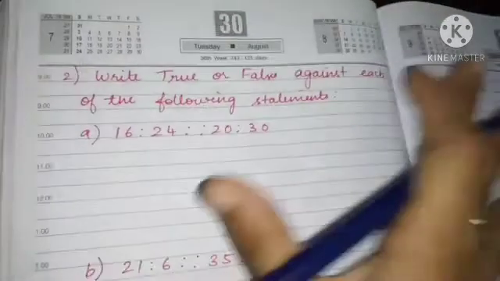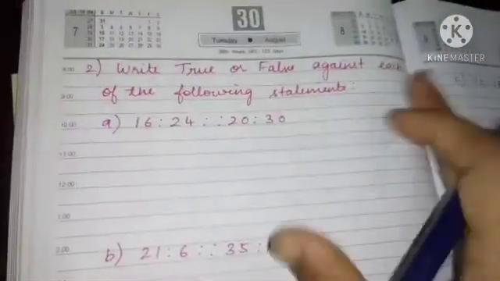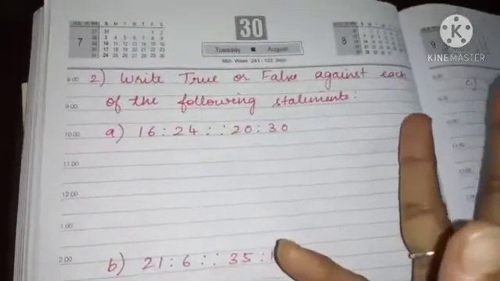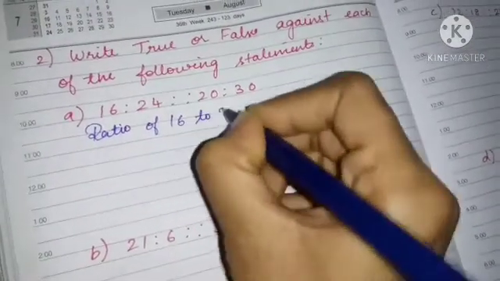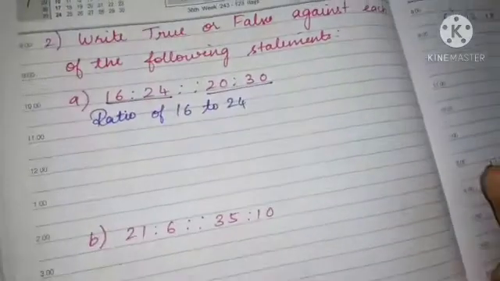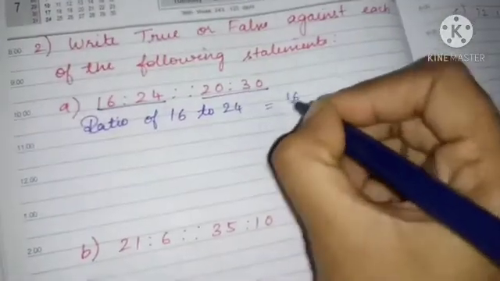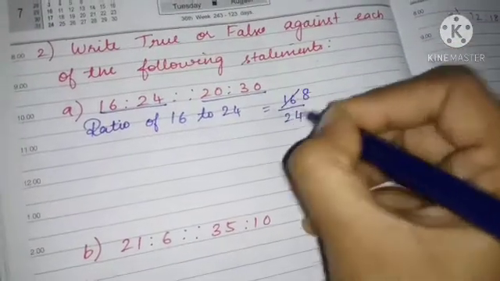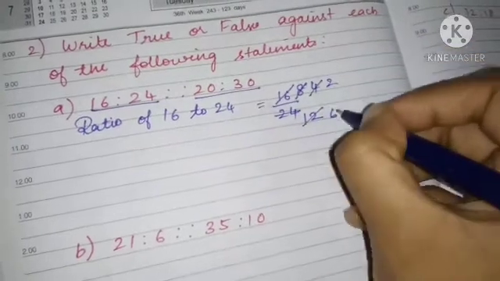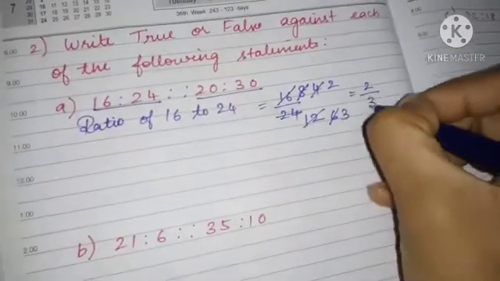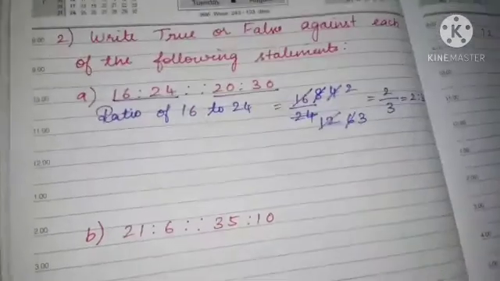Okay. Next is your second problem. It is actually true or false. So we have to find the ratios and see whether they are equal. If they are equal, they are obviously in proportion. Okay. So first, the ratio of 16 to 24. This is one ratio. 16 divided by 24. 8 twos are 16, 8 threes are 24. So 2 by 3 you are getting, which is nothing but 2 is to 3.